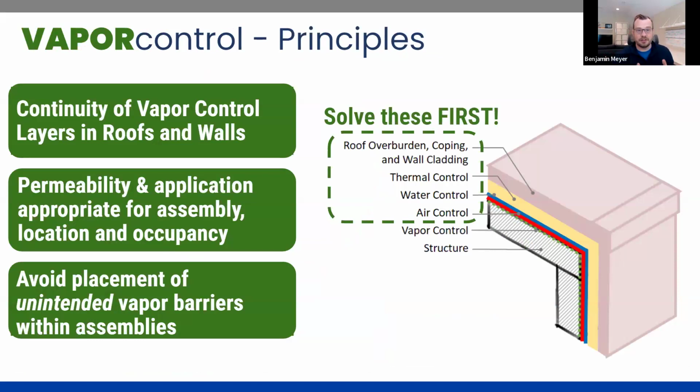And so the challenge is really avoiding unintentionally placed vapor barriers, where you selected a material, maybe for the insulation or the air barrier, that has a vapor profile that may not be beneficial for the design. So we're trying to balance that back out again.